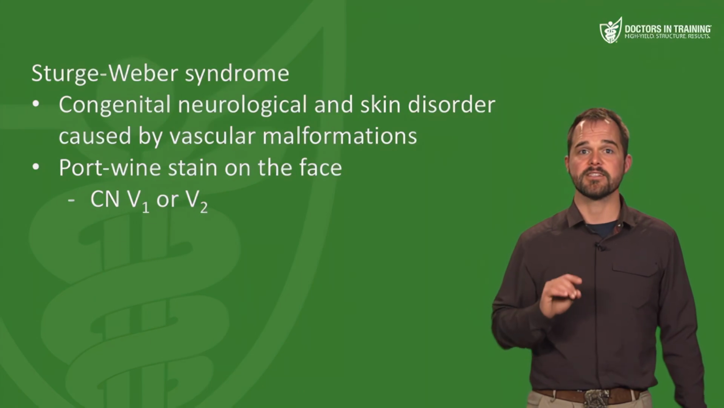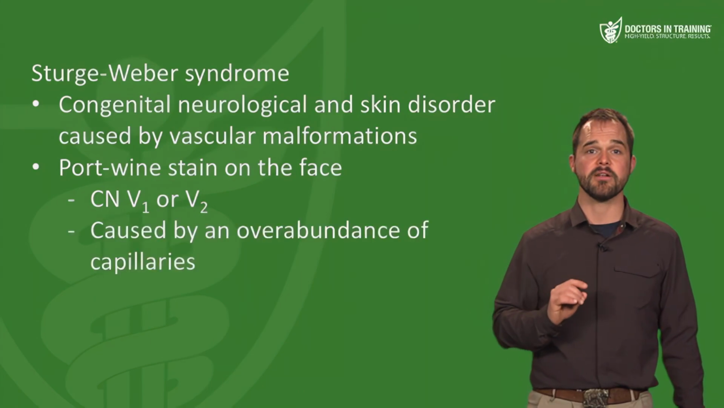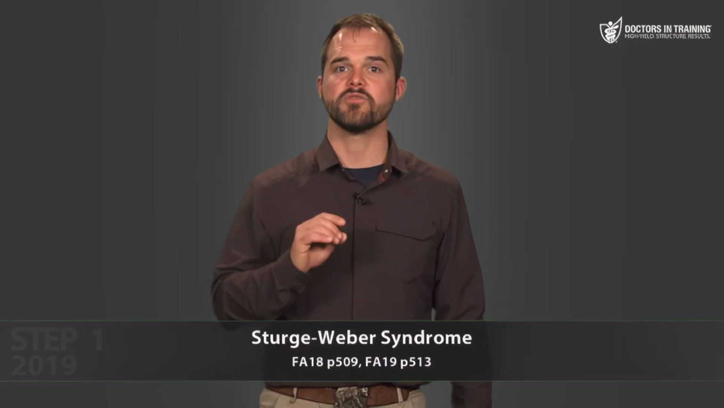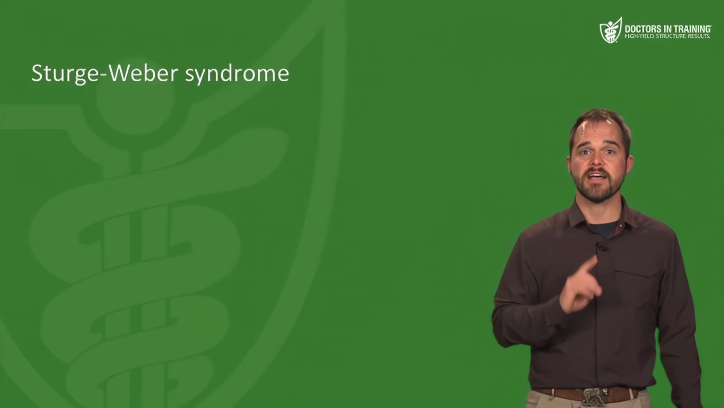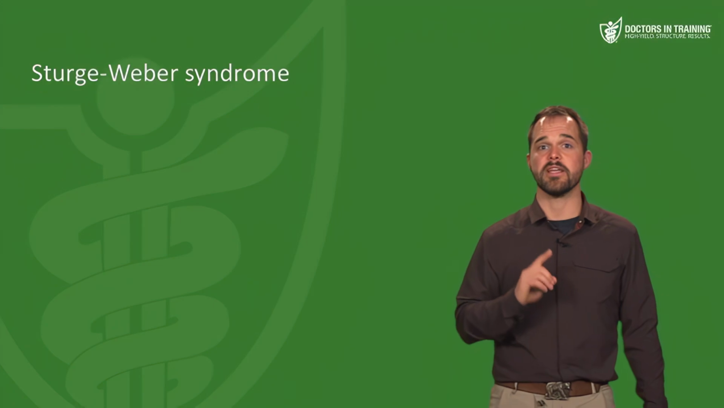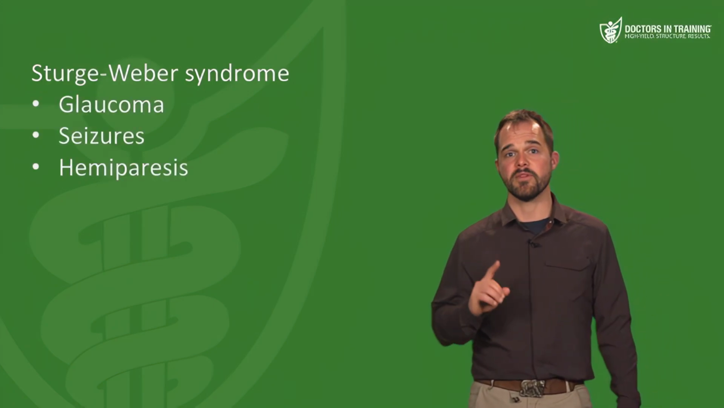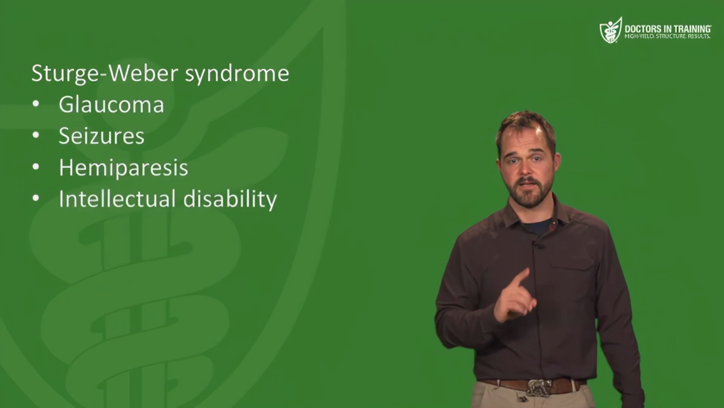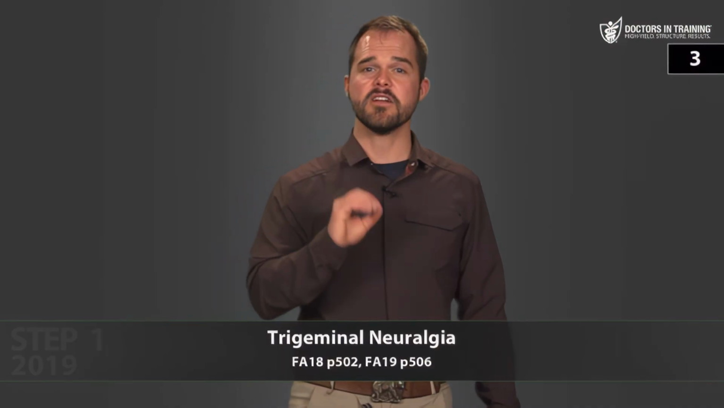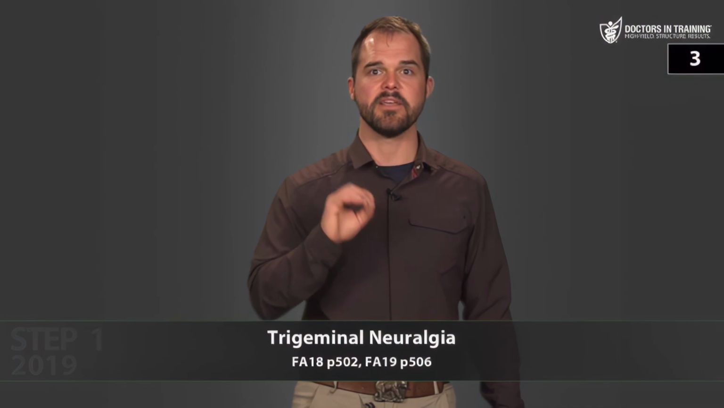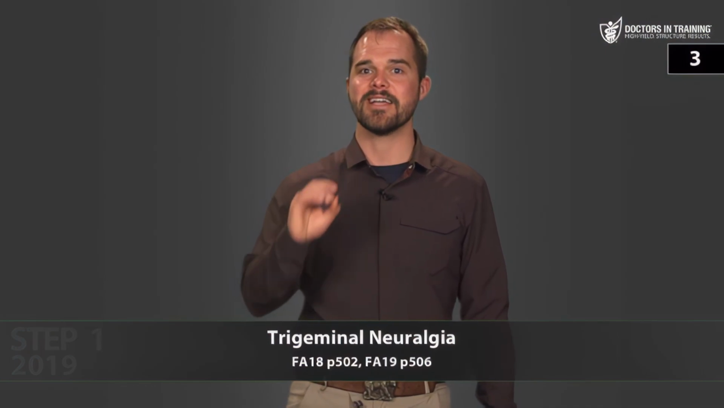The port wine stain is caused by an overabundance of capillaries and is present at birth. Sturge-Weber is caused by mutations in the GNAQ gene, but is not an inherited disorder. The vascular malformations can also result in glaucoma, seizures, hemiparesis, and intellectual disability, because where there should be brain, there's capillaries.